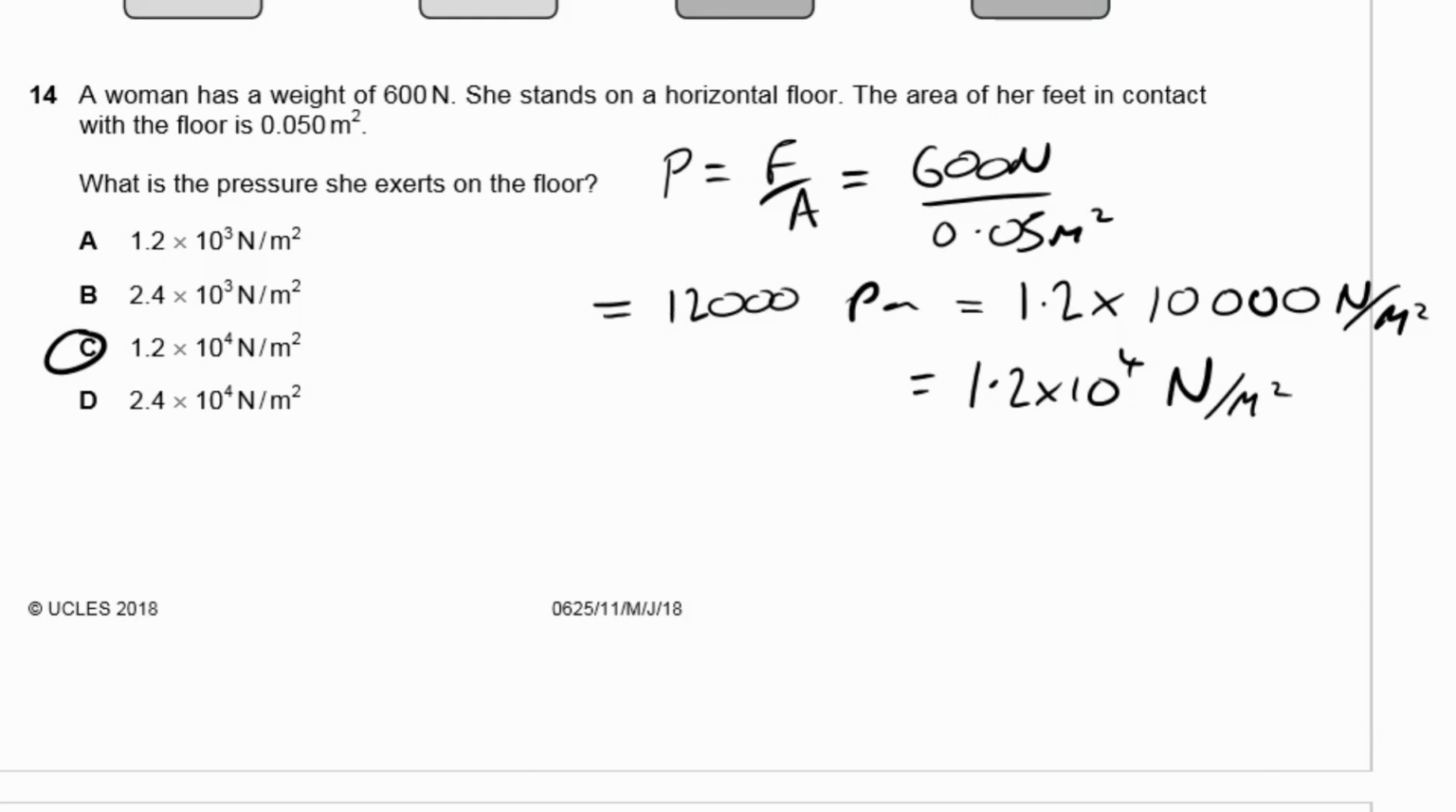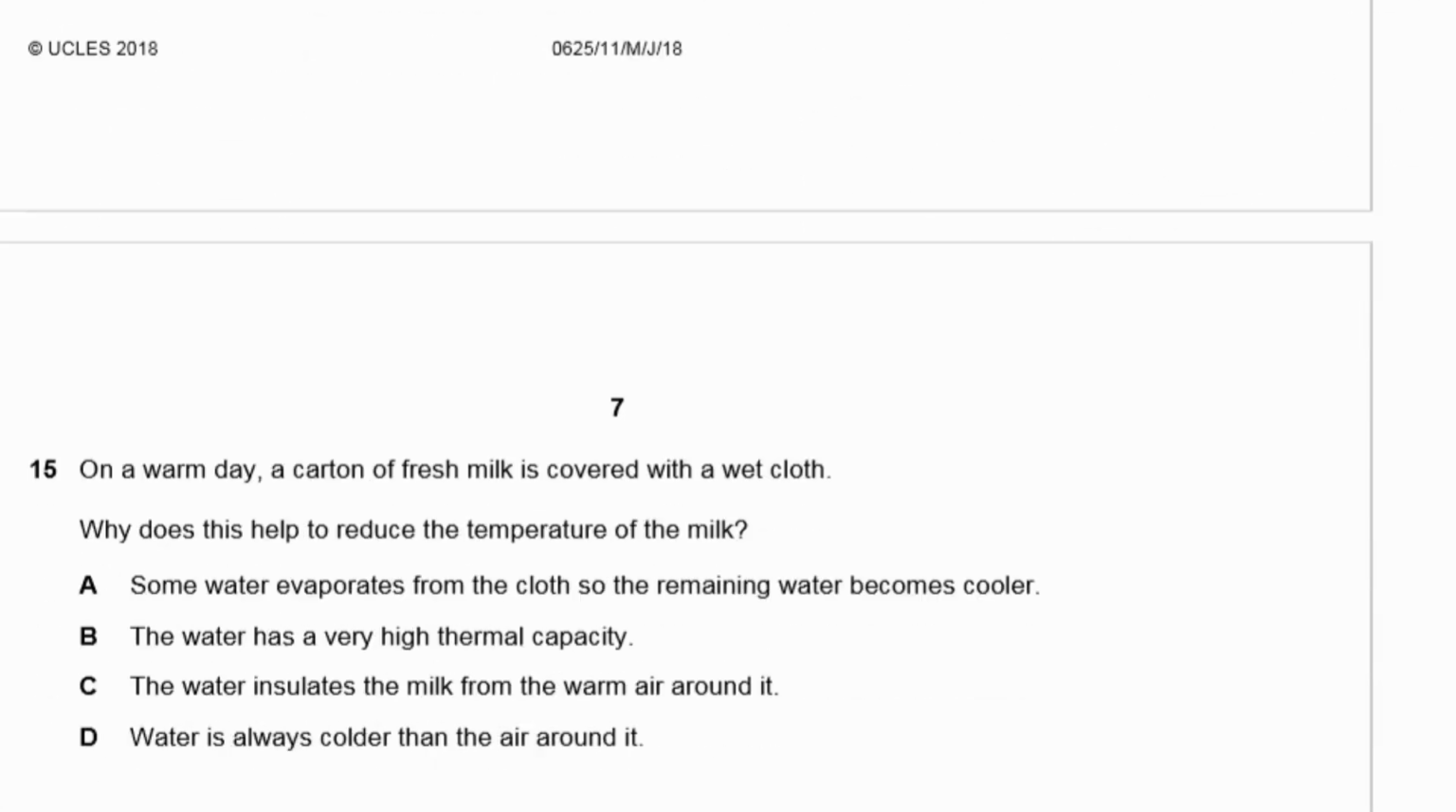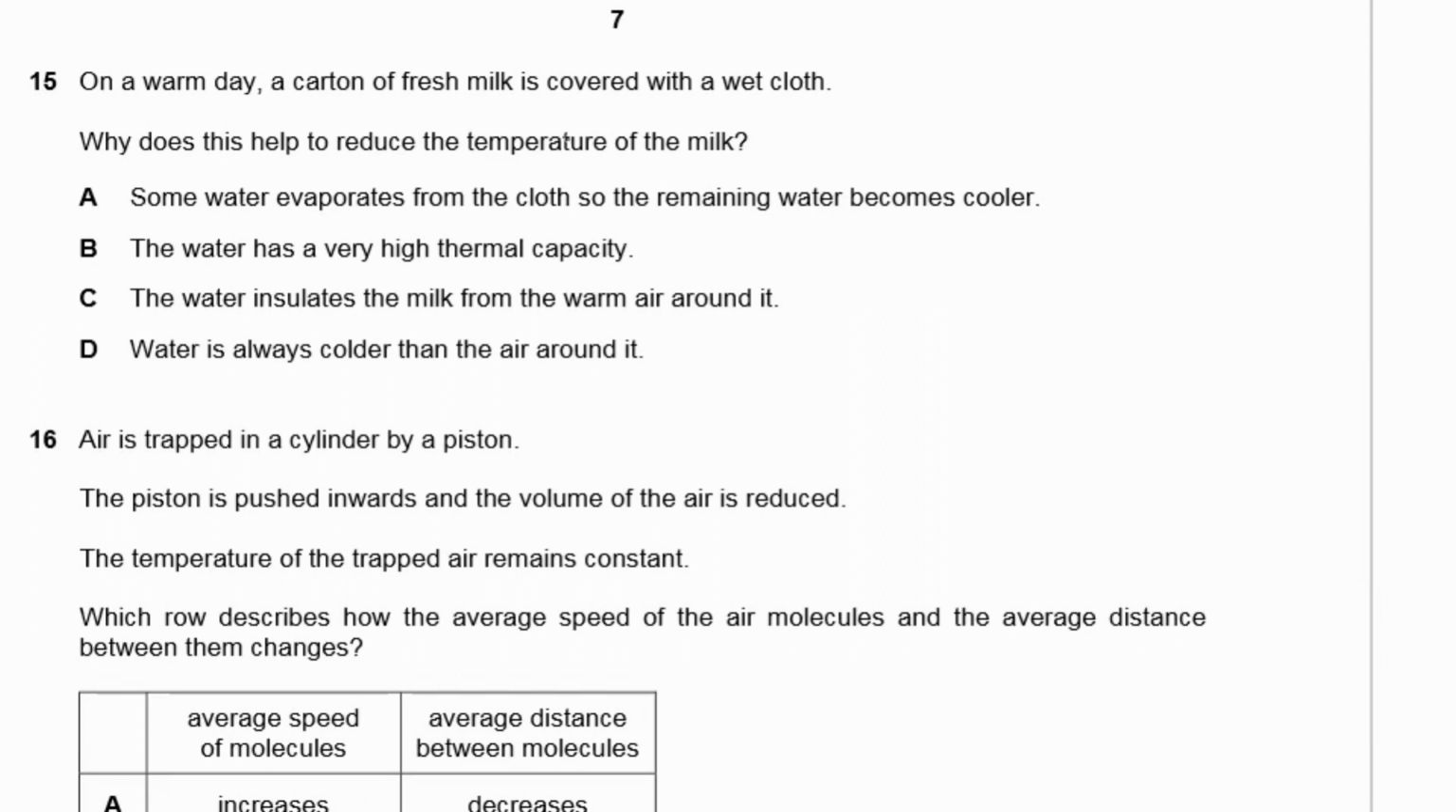Now let's go to question number 15. On a warm day, a carton of fresh milk is covered with a wet cloth. Why does this help to reduce the temperature of the milk? Okay, well, it's a wet cloth, so what's going to be happening is the molecules of water with extra energy are going to evaporate and take that extra energy with them, and the remaining water will be a little bit colder. Okay, so there we go. Option A, some water evaporates from the cloth, so the remaining water becomes cooler.